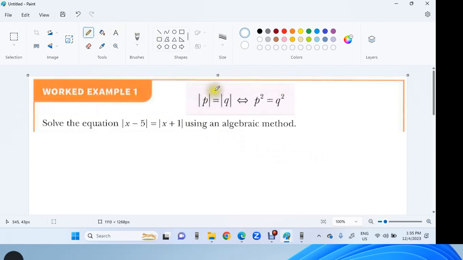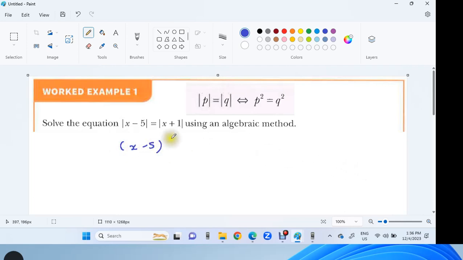We have modulus P equal to modulus Q. Then we can square both sides and remove the modulus. So for this one, we want to solve this using the algebraic method. So we square both sides. So we have x minus 5 squared equal to x plus 1 squared. We just square both sides.